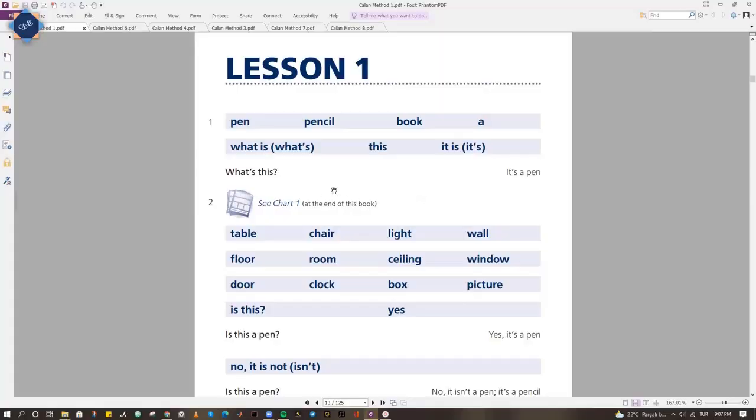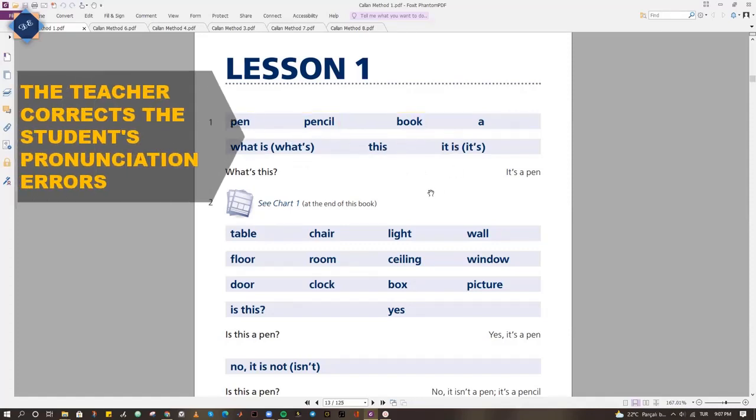Now, in every lesson, we have this group of words. The student reads after the teacher. For example, we have pen, pencil, book. If the student makes a mistake, the teacher is going to correct them.